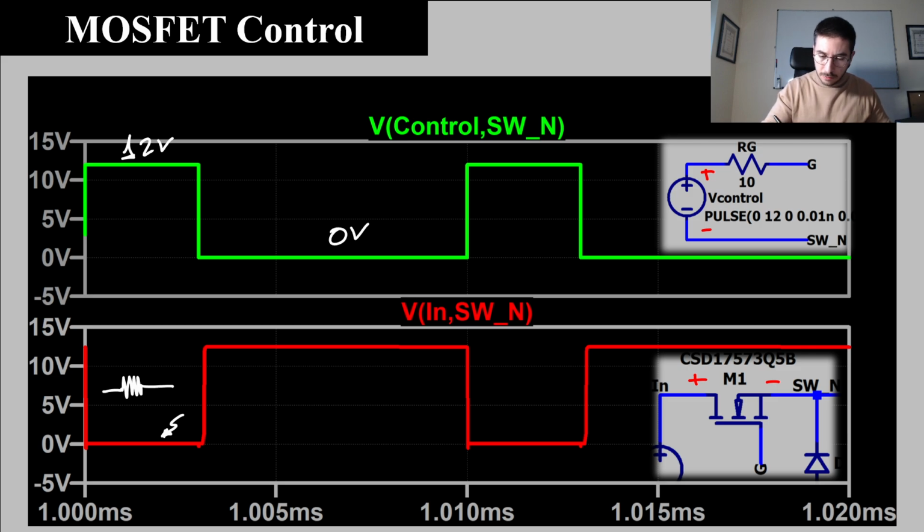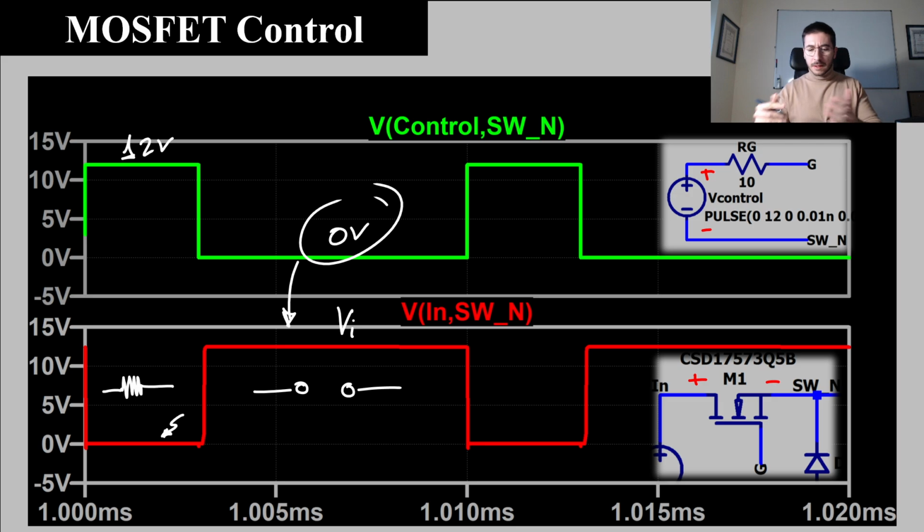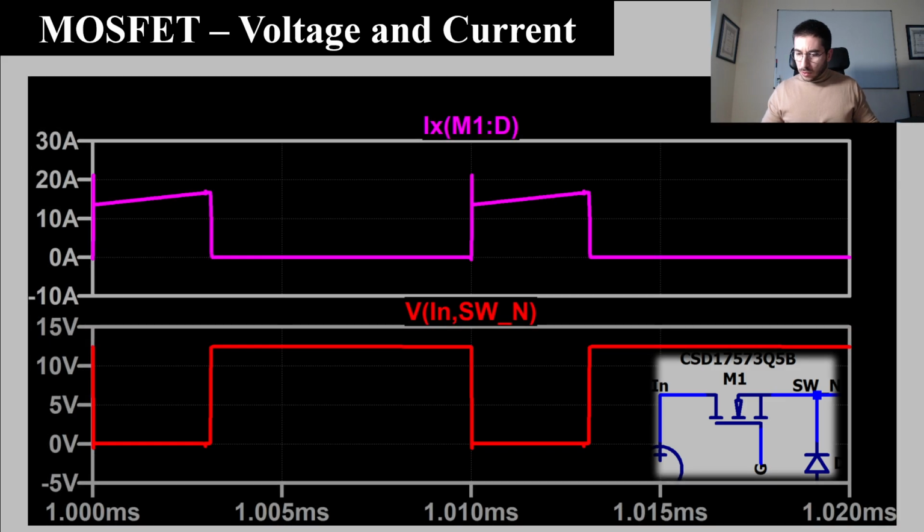Then when the MOSFET is off, what we have is an open circuit like this one. So here we see the input voltage. Okay, well, the waveforms are close to the ones that we obtained with the ideal simulation. Now let's see what happens if we keep the bottom waveform.